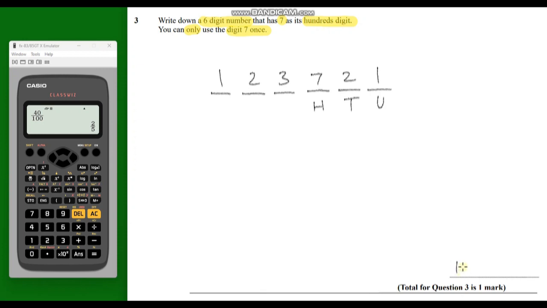So I've got 123,721. So that is a 6-digit number. It has 7 in the hundreds digit. And I've only used the digit 7 once. So that would be a perfectly acceptable answer.